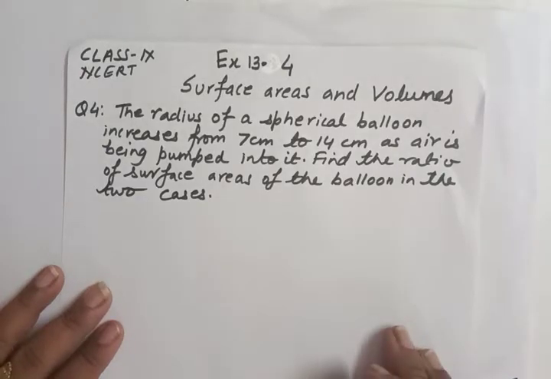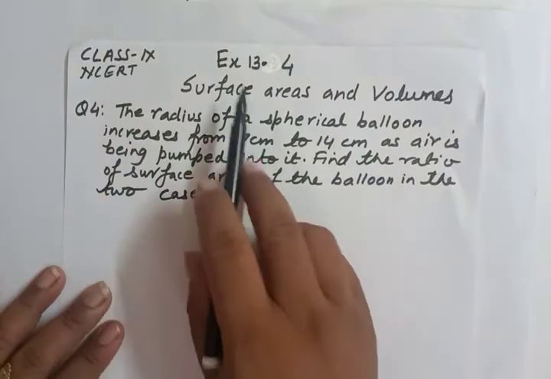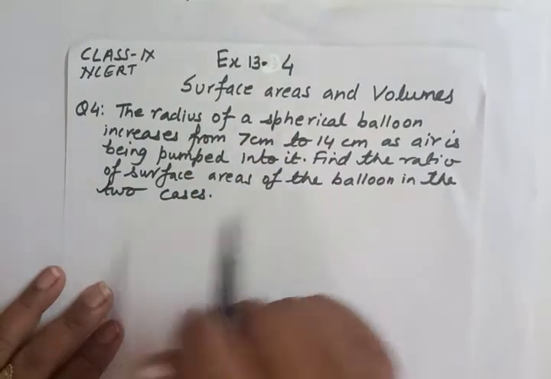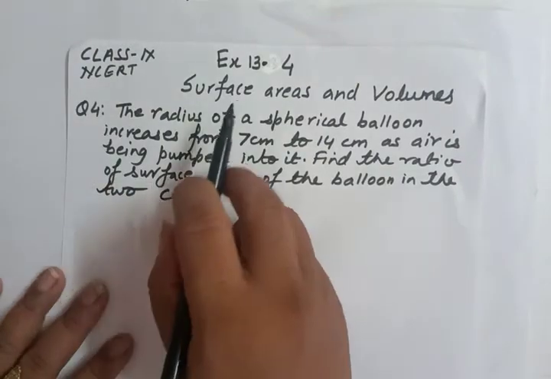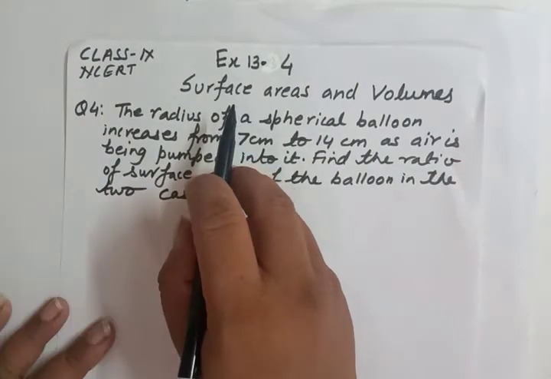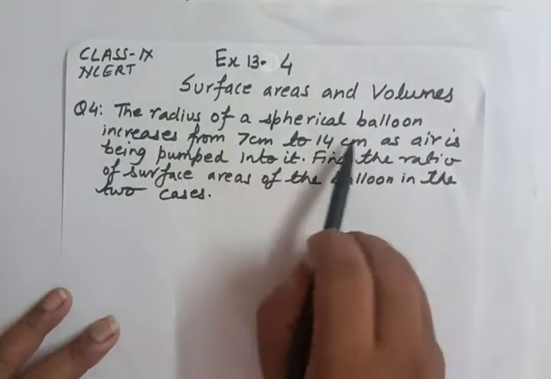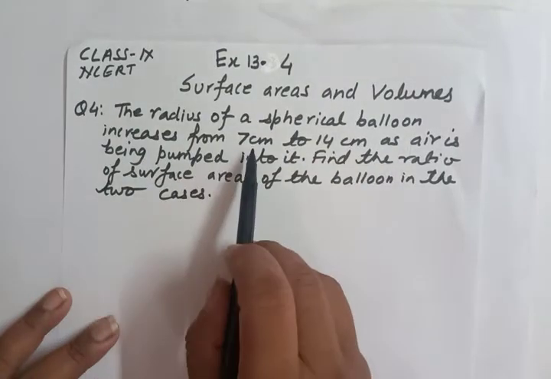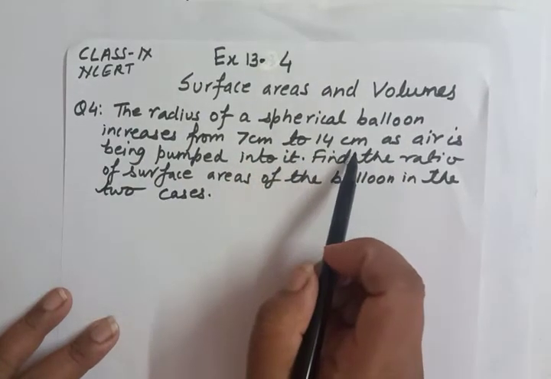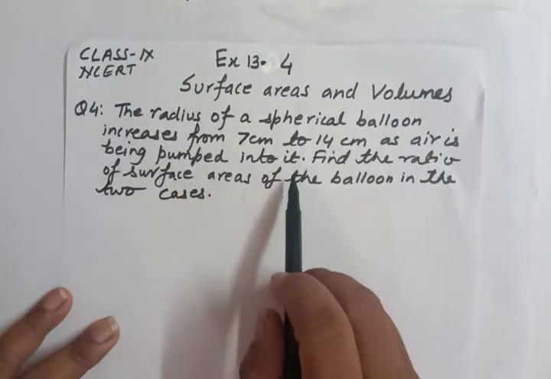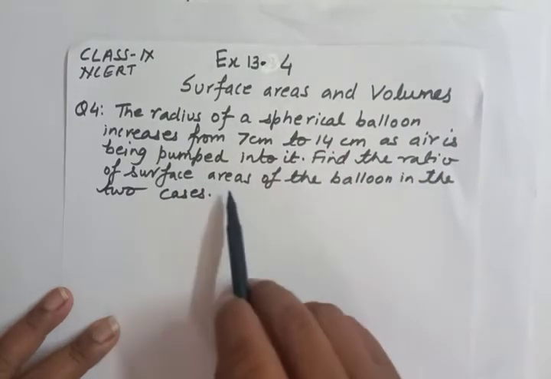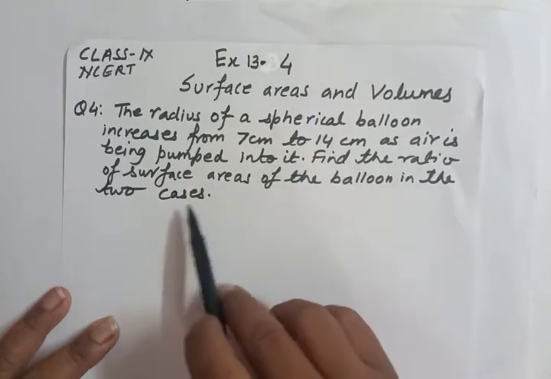Hello students, chapter Surface Areas and Volumes, exercise 13.4 of class 9, which I have taken from the NCERT. This is question number 4 of exercise 13.4. The radius of a spherical balloon increases from 7 cm to 14 cm as air is being pumped into it. Find the ratio of surface areas of the balloon in the two cases.